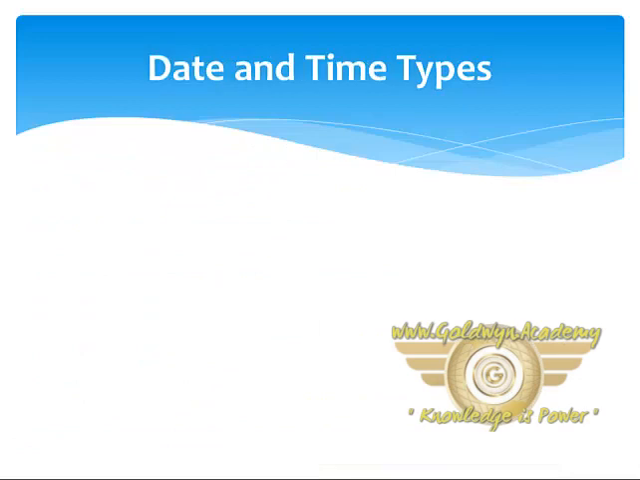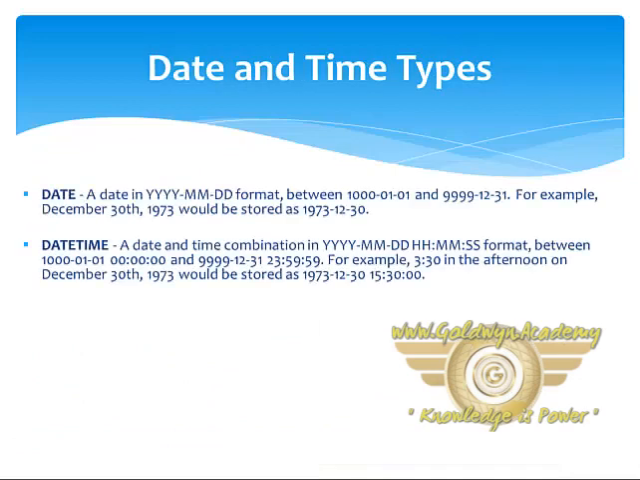Date and time types. Date and datetime. Both are a combination of year, month, and date. In datetime, hours, minutes, and seconds are extra.